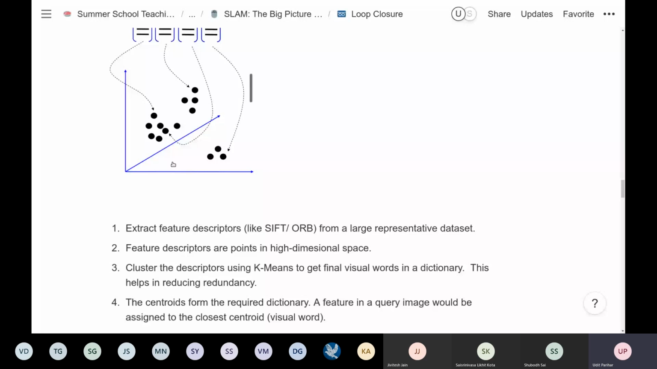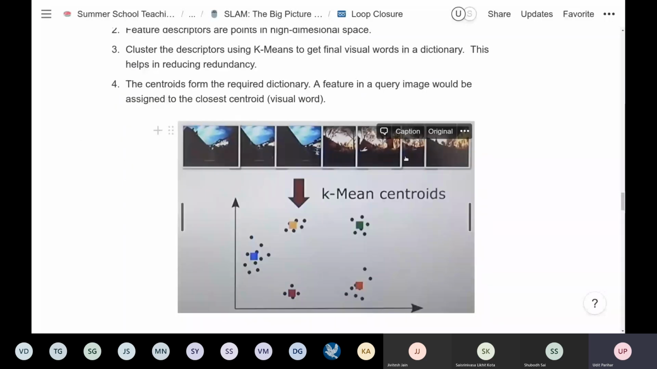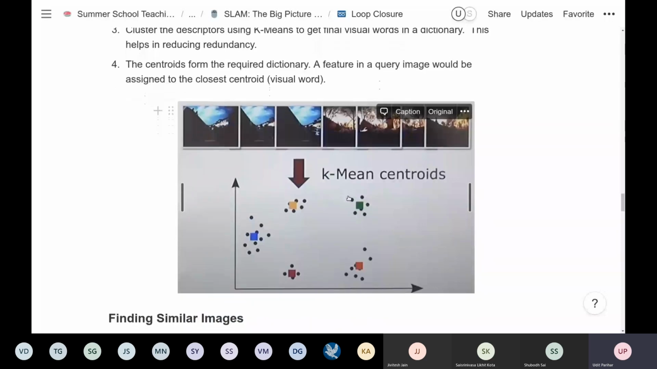against which you will be comparing descriptors obtained during inference time. Okay, so you use all the database images, extract descriptors, feed them into k-means, and the centroids will be the words in your dictionary.